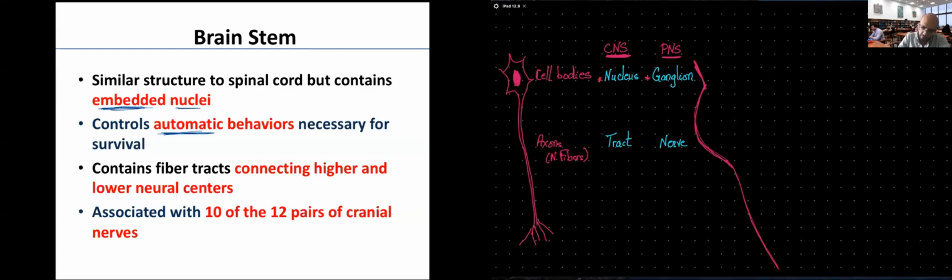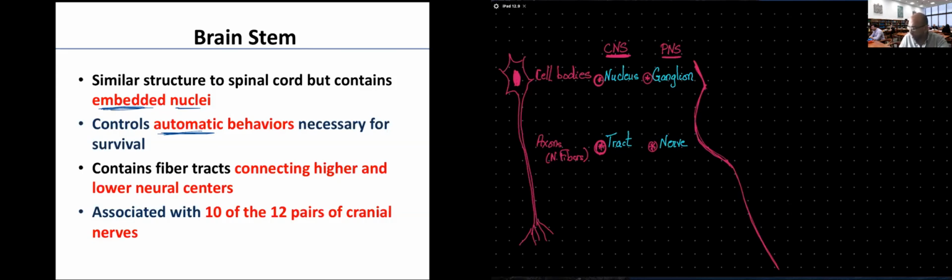So again, when we mention nuclei, it means a cluster of cell bodies in the CNS. When we mention ganglion, it's a cluster of cell bodies located outside, in the peripheral nervous system. Axons, nerve fibers, those are either tracts, if we're looking at bundles of axons traveling in the CNS, or nerve fibers traveling outside of the CNS, which form a nerve.